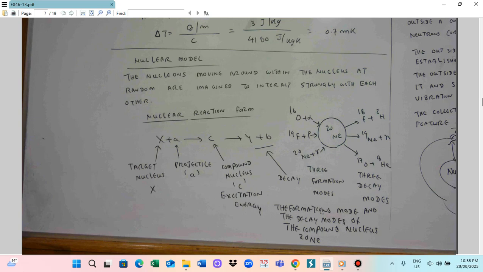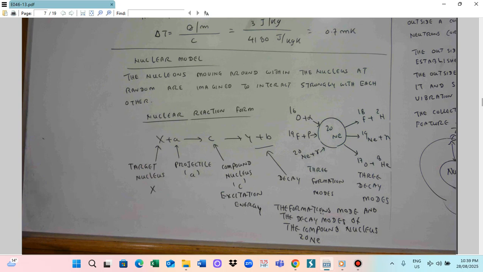In a nuclear reaction, when the projectile a enters the target nucleus A, it can form a compound nucleus that possesses excitation energy. This excitation energy then decays, and two particles, Y and B, are emitted. So the initial nucleus A is hit by projectile a, forming an excited compound nucleus, which decays into another form with two particles, Y and B.